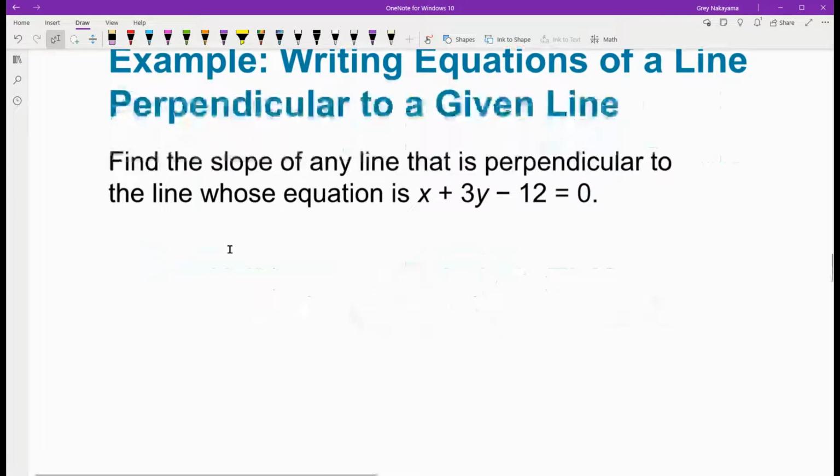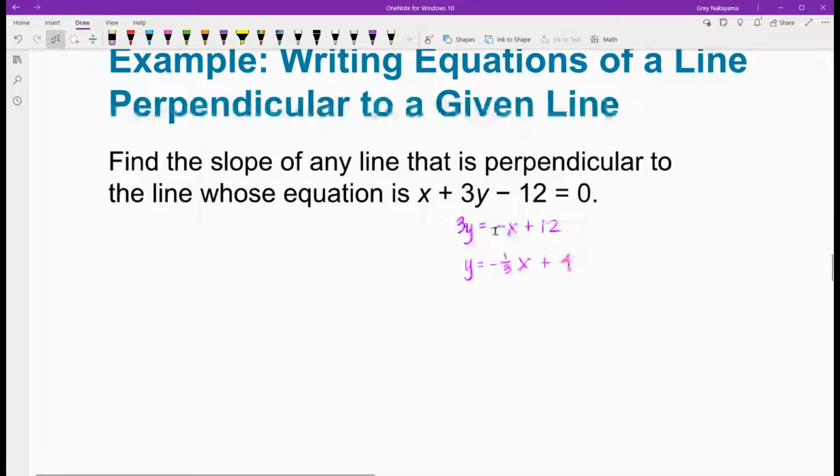Okay, so look at this example. Find the slope of any line that is perpendicular to the line whose equation is x plus 3y minus 12 equals 0. So the easiest way to find that slope, you've got to solve this equation for y. So the first thing I'm going to do is move the x and the -12 to the other side. So I'm going to have 3y equals -x plus 12. And then I'm going to divide everything by 3. So that's going to give me y equals -1/3 x plus 4.